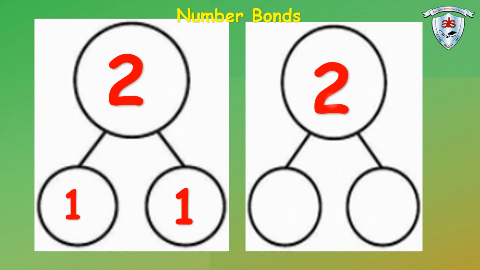Here we have one more 2. So we have to represent this 2 in different number. So which is the next number? So I'm going to write here 0 and 2. So when we add 0 and 2, the total will be the same, 2. So 1 plus 1 is 2 and 0 plus 2 is 2. Are you getting it, children? Okay, let's go to the next one.